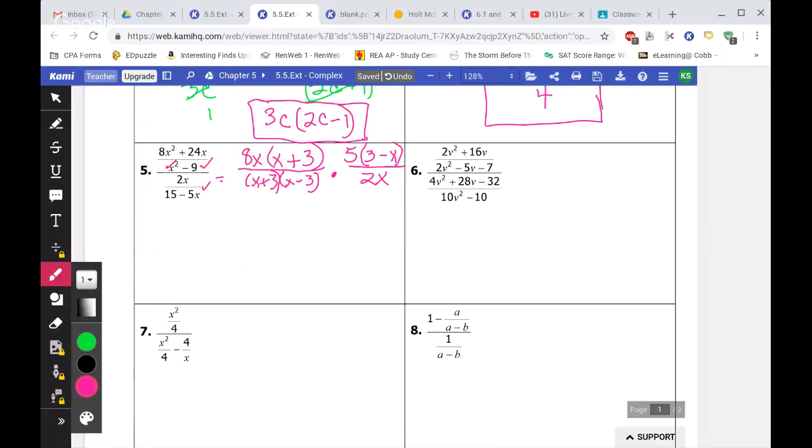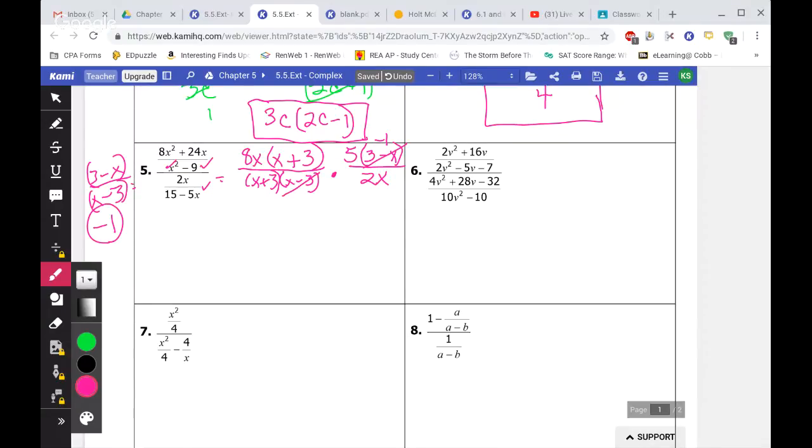Now, I hope you all recognize that this x minus 3, 3 minus x, that is a negative 1. We learned that way back when we first started simplifying these rational expressions. When you have 3 minus x and x minus 3, that equals -1. Just a reminder of that.